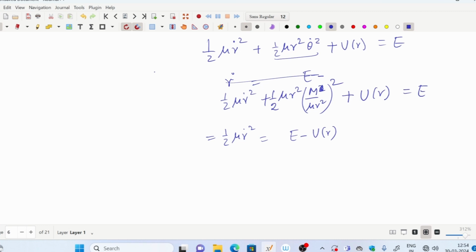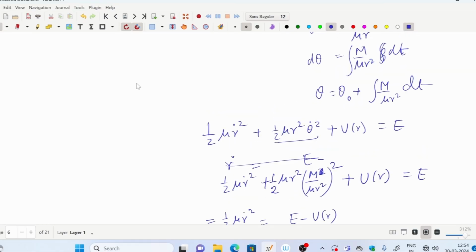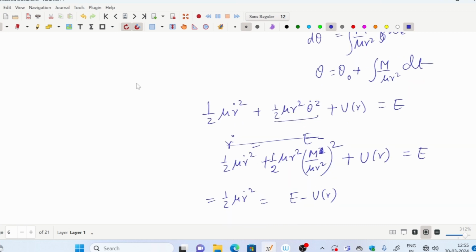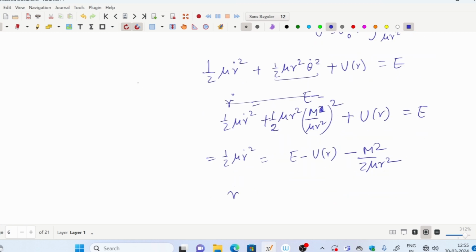So, m square, I think there is a slight power mistake. Just a moment: half mu r square theta dot, that is fine. Now theta dot is m over mu r square, fine. So it will be minus m square over 2 mu r square, and r dot will be root over 2 by mu, E minus m square over 2 mu r square minus U.